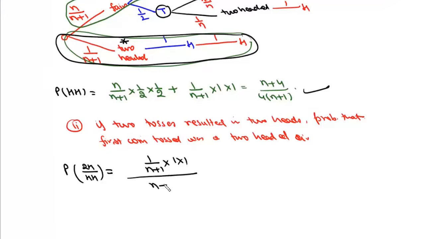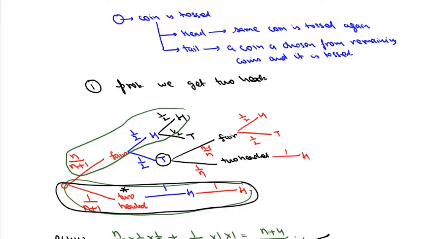So we have already worked it out. So this is n plus 4 plus 4 into n plus 1. Now this n plus 1 will cancel. So it will be 4 upon n plus 4. So in these cases, it is better and recommended that for such cases, you use tree diagrams.